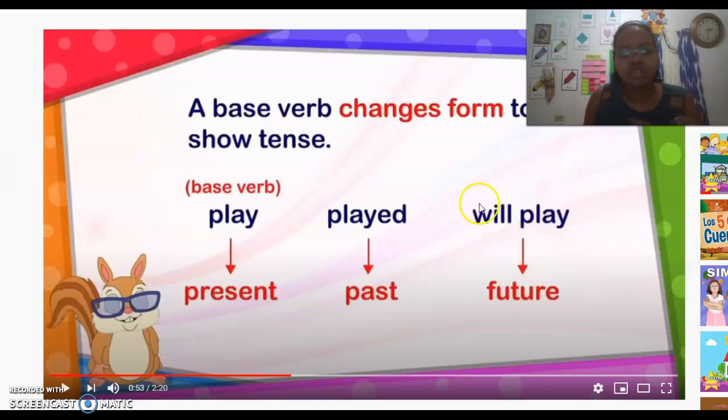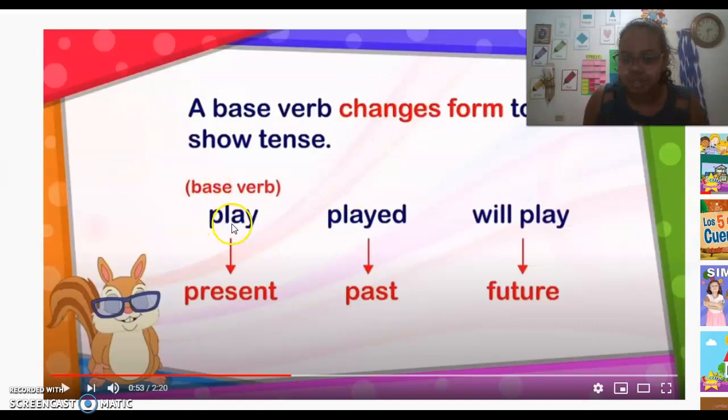So a base verb changes form to show tense. So that's why the verbs change, in order to tell us something that is happening depending on if it is in the present, if it is already past, or if it is going to happen.